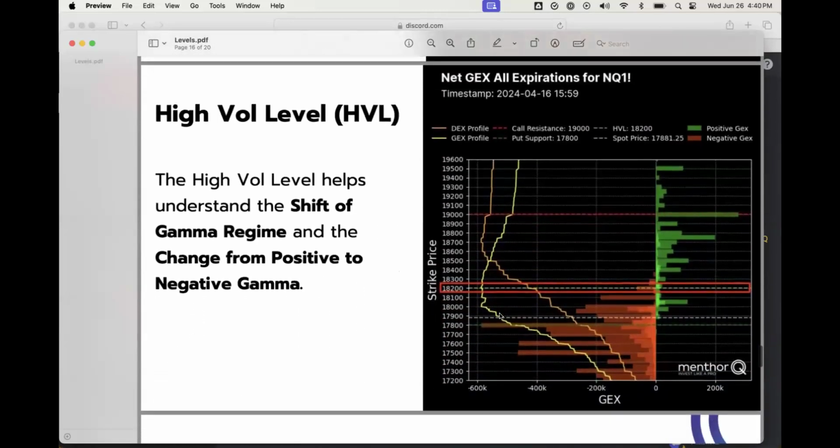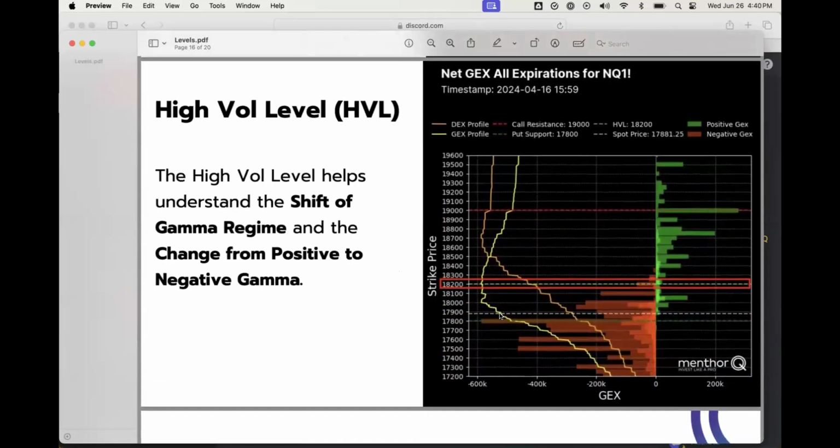A very important level, and we're going to look at the chart after, is the high vol level. The high vol level tends to become a pinning level because it dictates the shift between positive and negative gamma. Very important, because the volatility regime also dictates the volatility of the asset, right? So if we are in negative gamma, we tend to see higher price swings, so the volatility tends to be higher. If we're in positive gamma, volatility tends to be lower because of the way the market makers would need to hedge in that kind of environment.